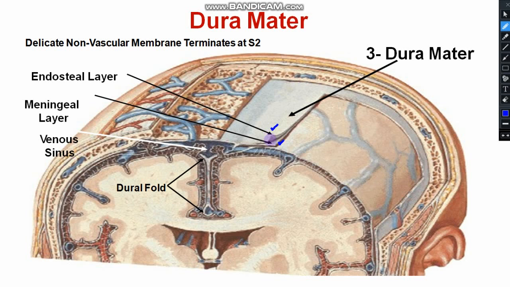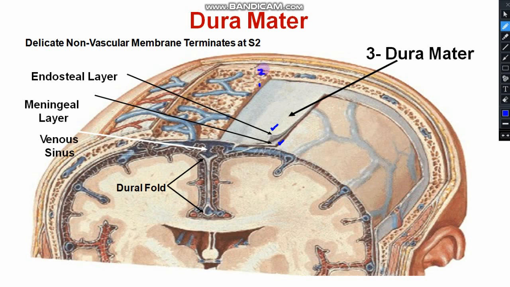Now these two layers have a space in between them, and this outer layer is tightly bound or adherent with the inner aspect of this cranial bone, without any space in between. And then moving outside, this is the skull bone, and we can see it has two tables. This is the first table, and this one is the second table.